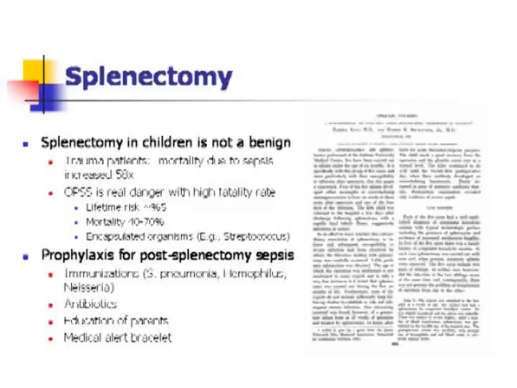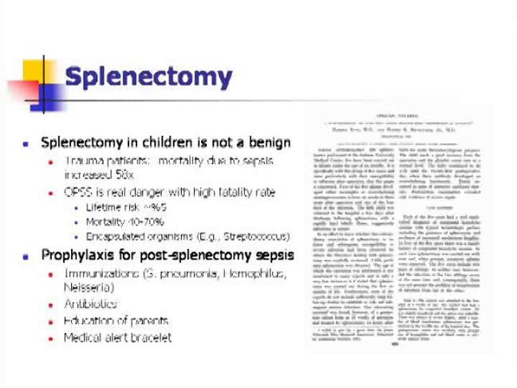And there's a number of strategies, and they include immunizations. There's now a polyvalent vaccination for Streptococcus pneumoniae, a Haemophilus influenzae vaccination, and also one for Neisseria meningitidis. And then prophylactic antibiotics with penicillin. Educating the parents is incredibly important. A lot of people will give the parents standby antibiotics if the child were to get really sick, and then use a medical alert bracelet.